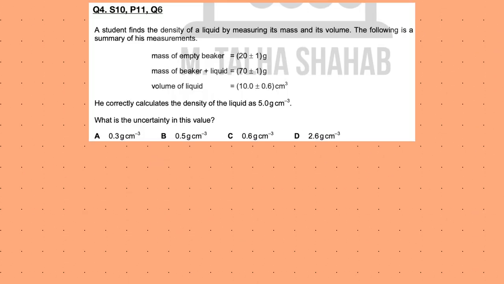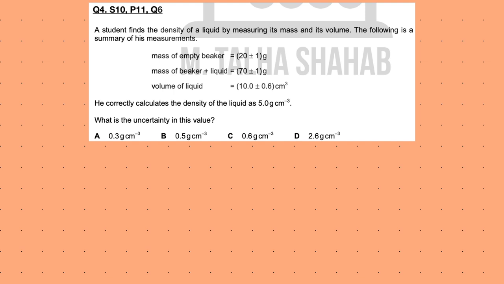So this question says a student finds the density of a liquid by measuring its mass and its volume. The following is a summary of his measurements. So you have the mass of the empty beaker, you have the mass of the beaker and the liquid, and the volume of the liquid. He correctly calculates the density of the liquid as this. What is the uncertainty in this value? All right. Again, it's density.